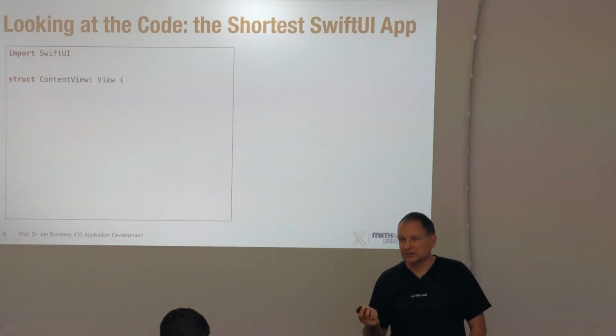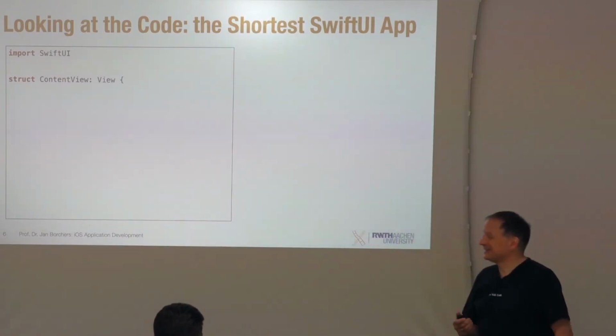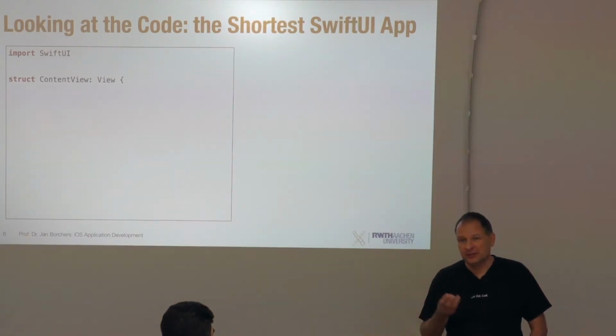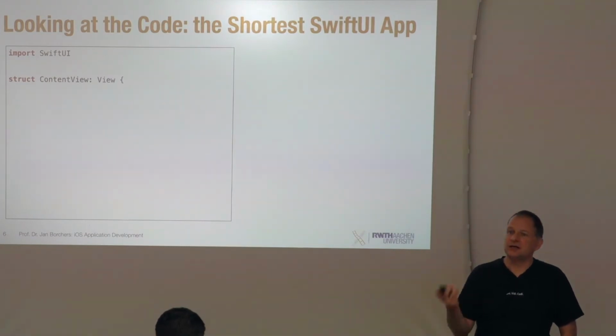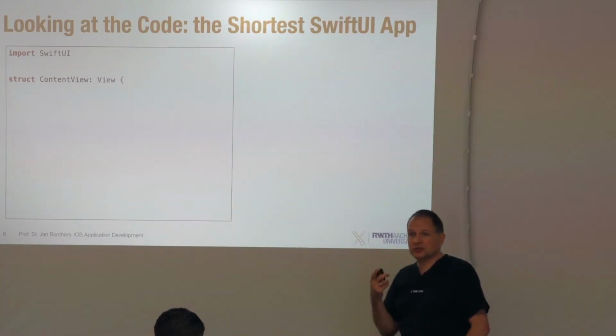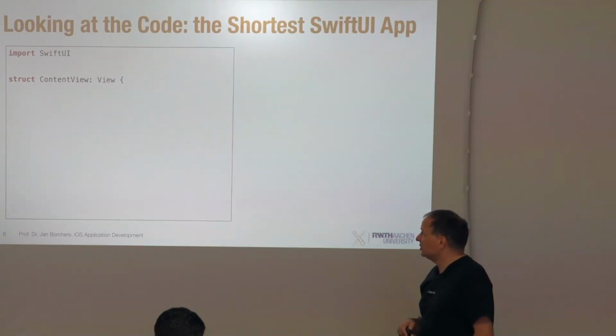It's not a class. What did your views in UIKit look like? What were they? Structs? Classes? Yeah, classes. That's right. All your UIKit views are classes, so they're fairly heavyweight. And that's okay. But SwiftUI takes a different approach. Your views are actually just structs, very lightweight data structures.